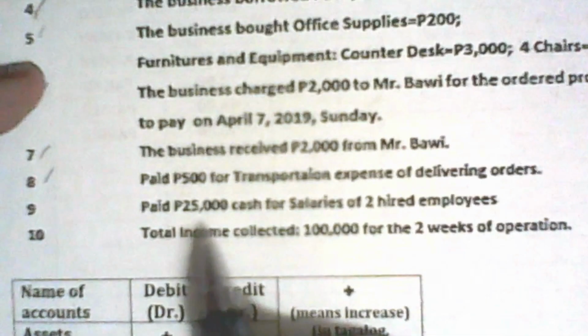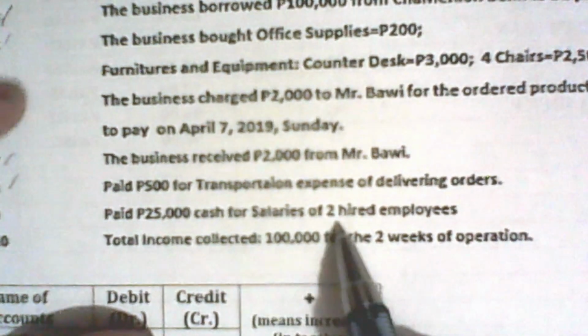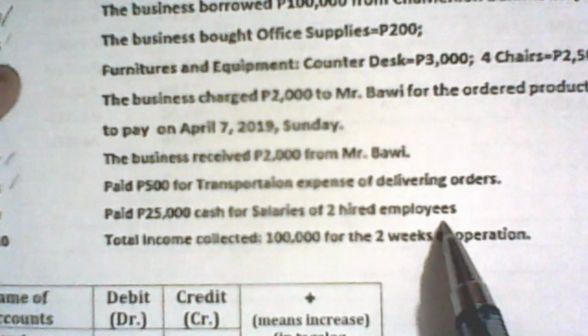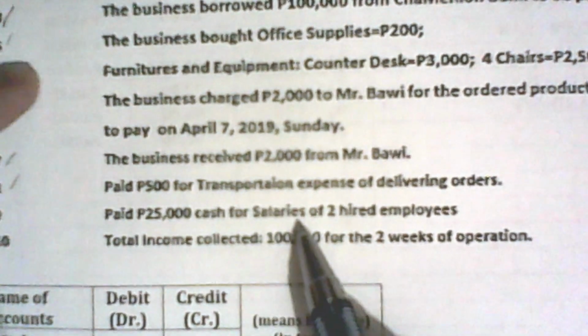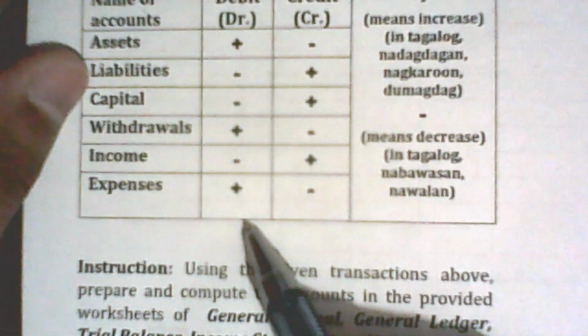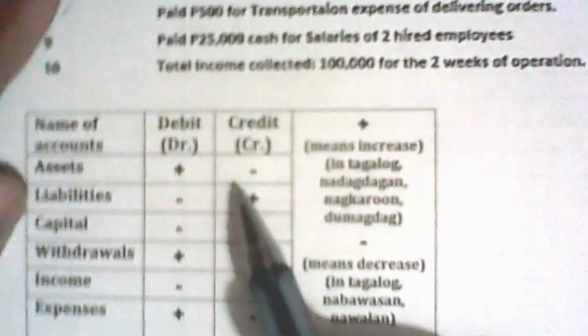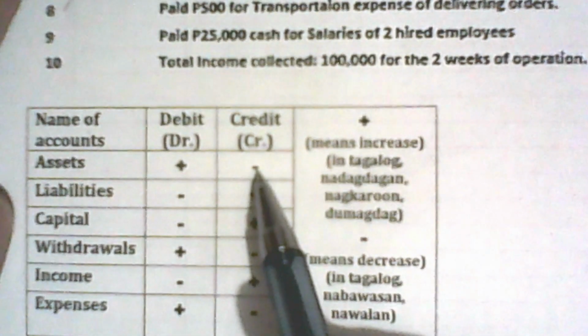Number 9, paid 25,000 cash for salaries of 2 hired employees. Now, salaries and wages of our employees is an expense. So we need to debit that. But we paid that using our cash. So we need to credit the cash.